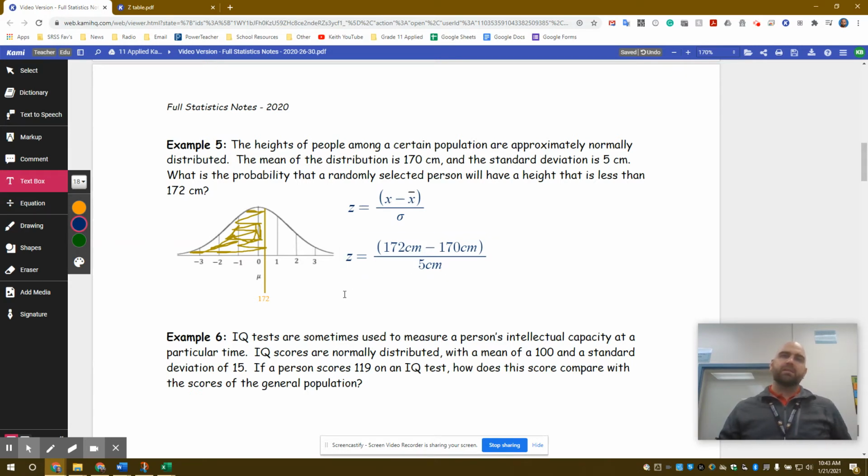Now, when we calculate this, it's 172 minus 170 divided by 5. We're going to get a Z-score of 0.40. So this gives us a Z-score of 0.40, which is in between 0 and 1. And you can probably roughly see that it would be right about that 0.40.